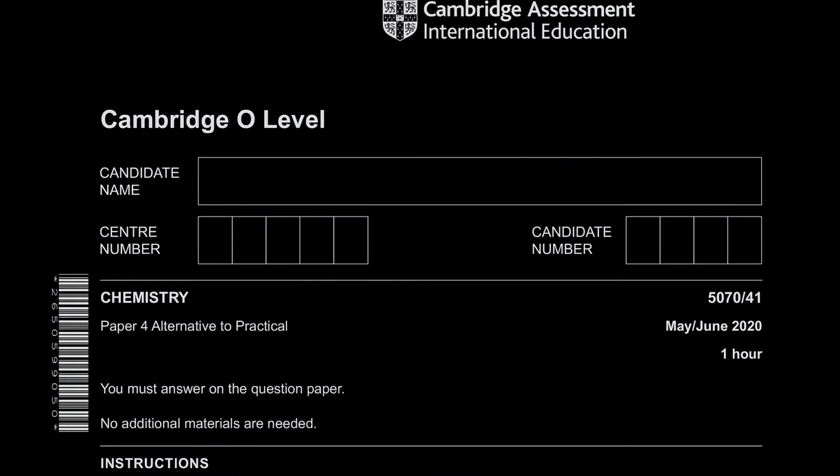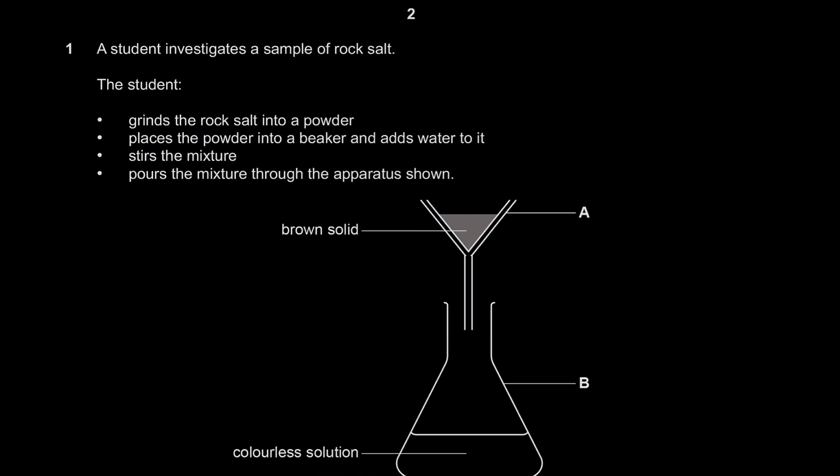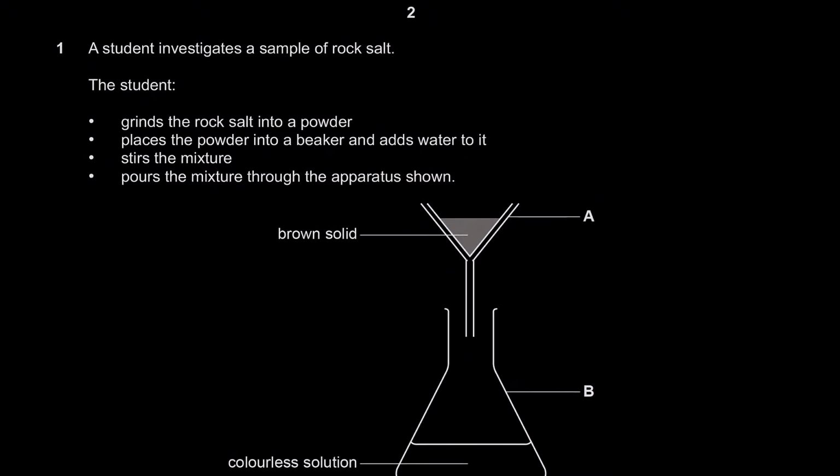Okay, let's start. We're doing May, June 2020, the paper that got cancelled because of Corona. We'll do most of the questions. We'll skip one, I think it's question number 3. Skipping that. Okay, let's just get right into it.